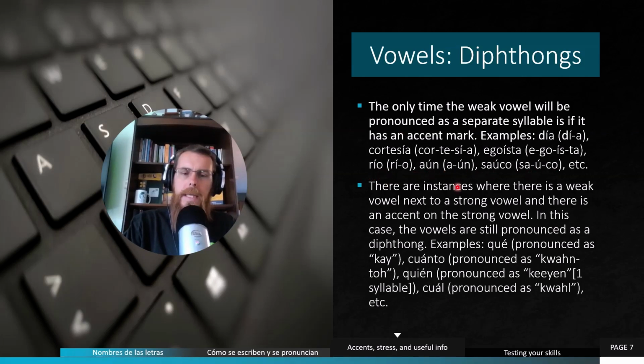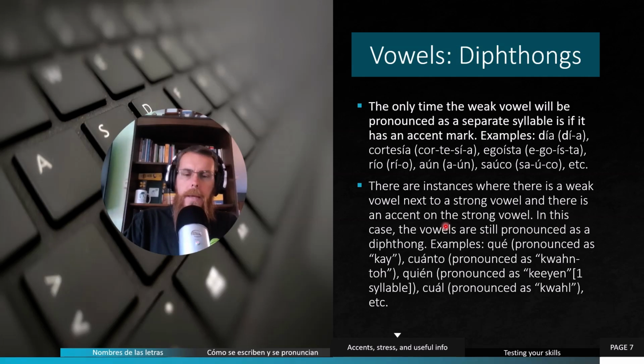So all of these have accents on the weak vowel, and so you pronounce them as a separate syllable in this case. So this is going to help you to understand when you should be pronouncing the weak syllable. It's only going to happen when there's an accent. That's the purpose of the accent, is to stress whatever vowel is accented.